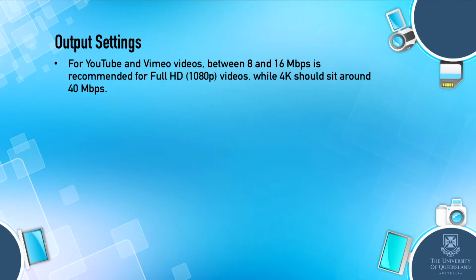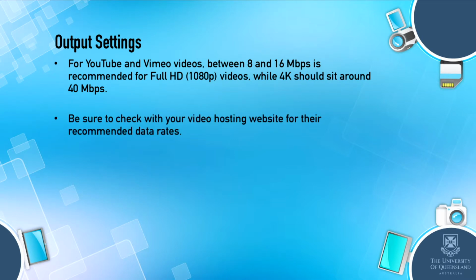For YouTube and Vimeo videos, between 8 and 16 megabits per second is recommended for full HD 1080p videos, while 4K should sit around 40 megabits per second. If in doubt, be sure to check with the target video hosting website for their recommended data rates.